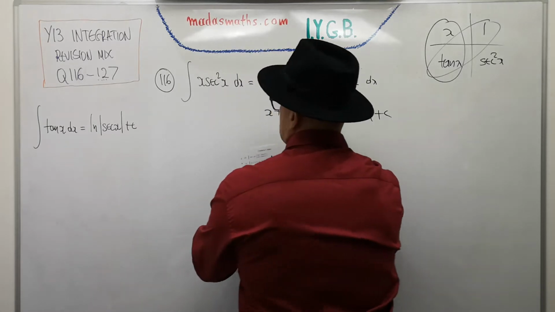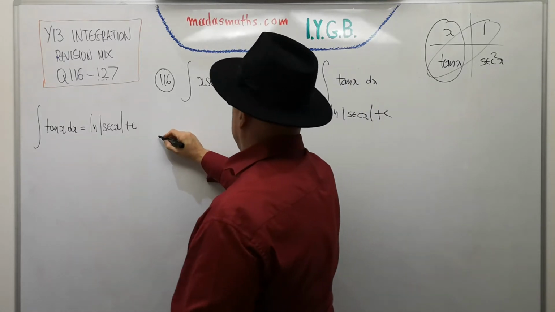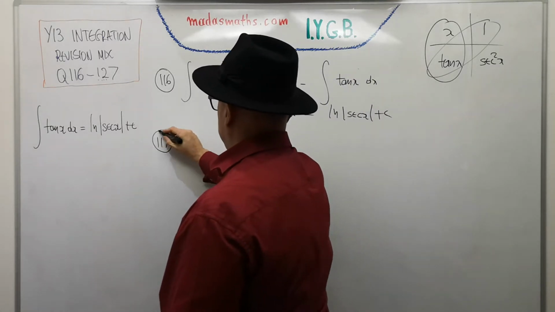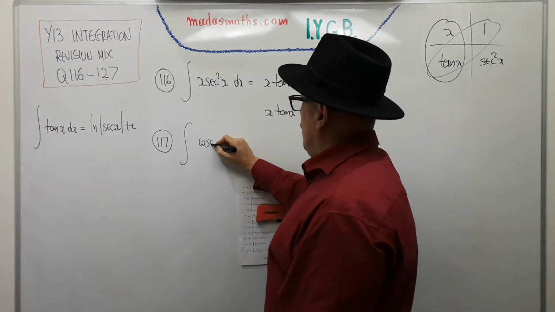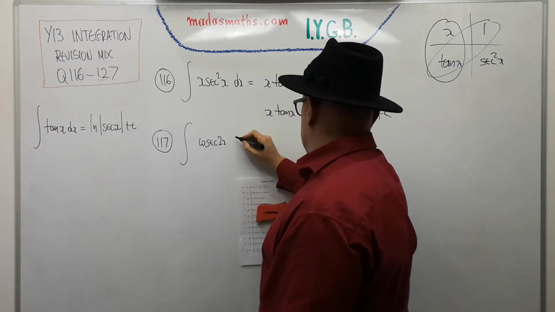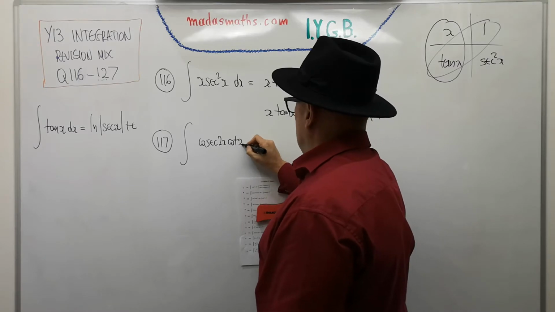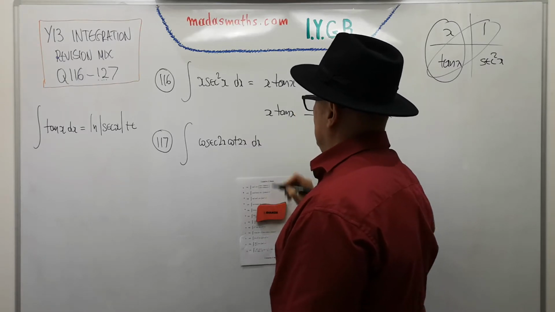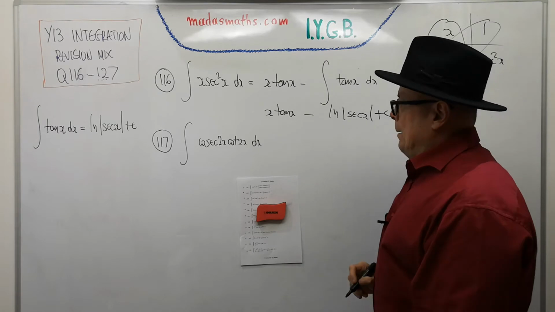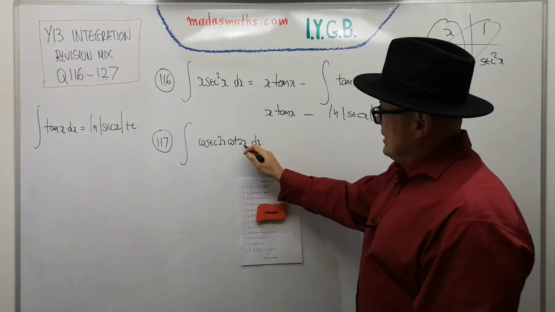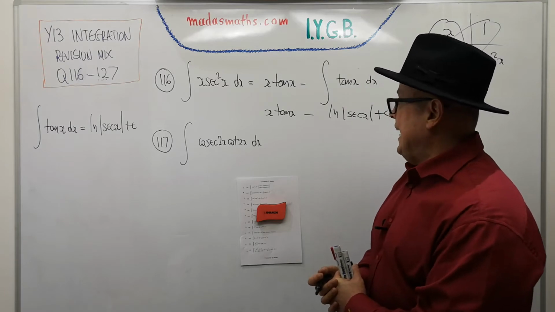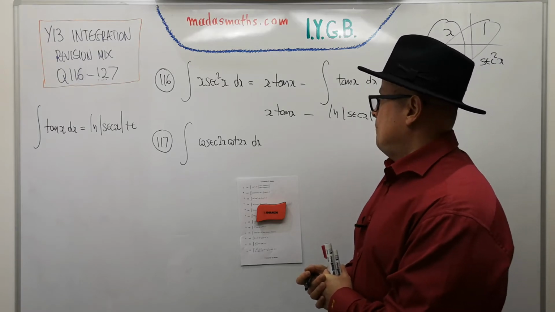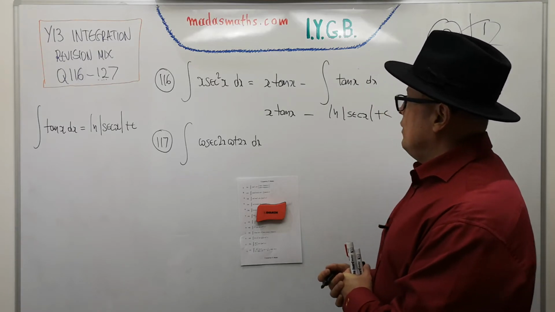So that's question 116. We're going into question 117, which is the integral of cosec 2x cot 2x dx. Okay, trig again, double angle, but there's a double angle on both, so that could have been just cosec x cot x. So is this something special? The answer is yes, it is.